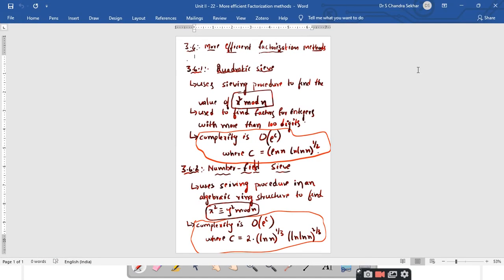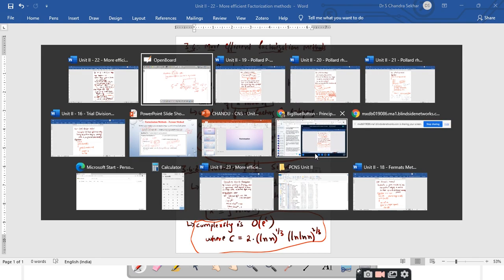Further, we have some more efficient factorization methods such as quadratic sieve and number field sieve. Right. So in the quadratic sieve, the complexity is expressed as big O of e power c, where c is given as log n into log n power 1 by 2. Right. So if I express this one, you can see here, 1 minute.